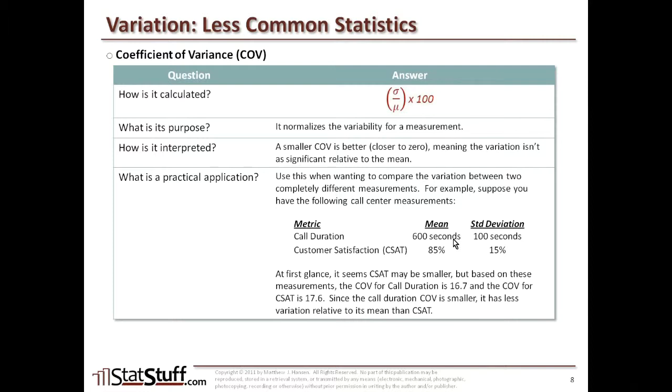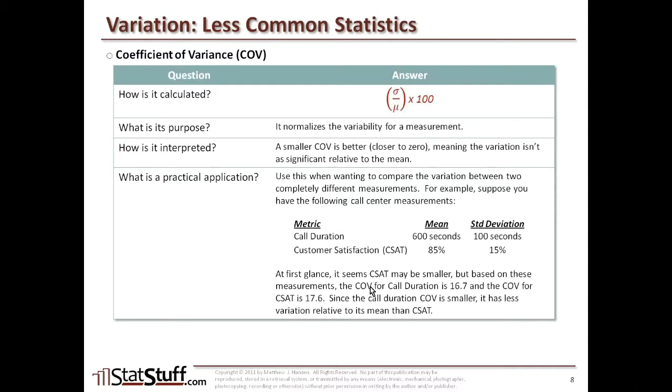If you notice, these are completely different types of metrics. One's a continuous value using seconds, and the other is more of a discrete value reflected as a percentage. So how do you compare between these two when they have different sets of variation? If we were to guess at the variation, having 100 seconds seems pretty significant, so it looks like we might have a whole lot more variation for call duration as a metric.